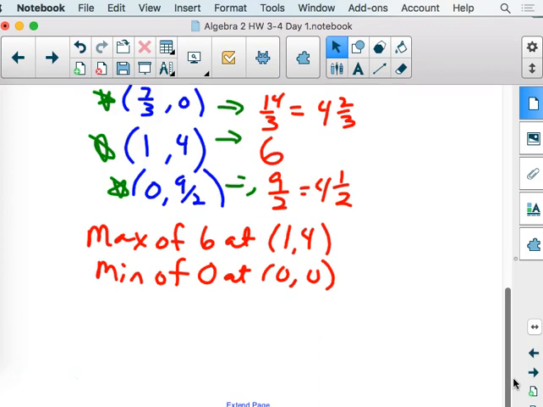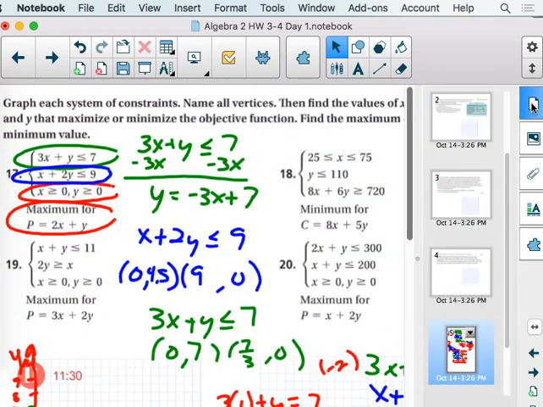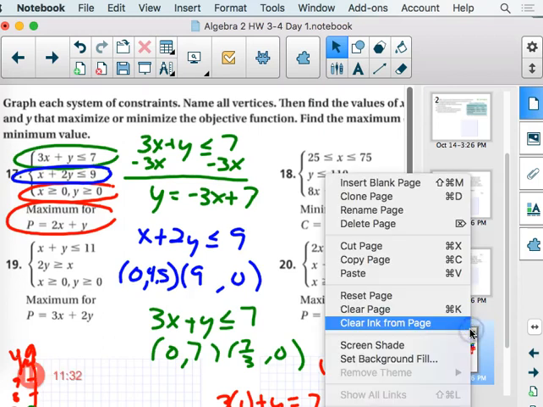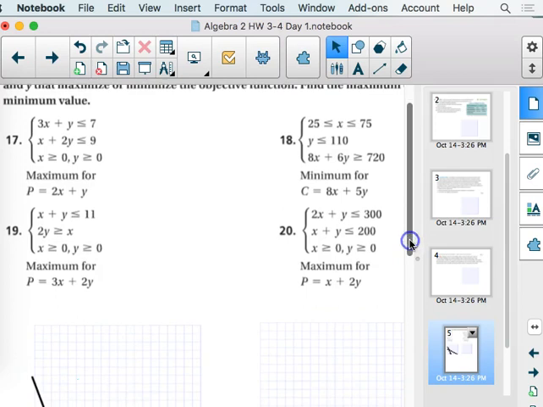Alrighty, I'm off to 18 unless anybody needs to get something off of this deck. I'm going to have to clear all this ink and try to go after that. Alright, 18. There we go. Alright, 18. Here we are.